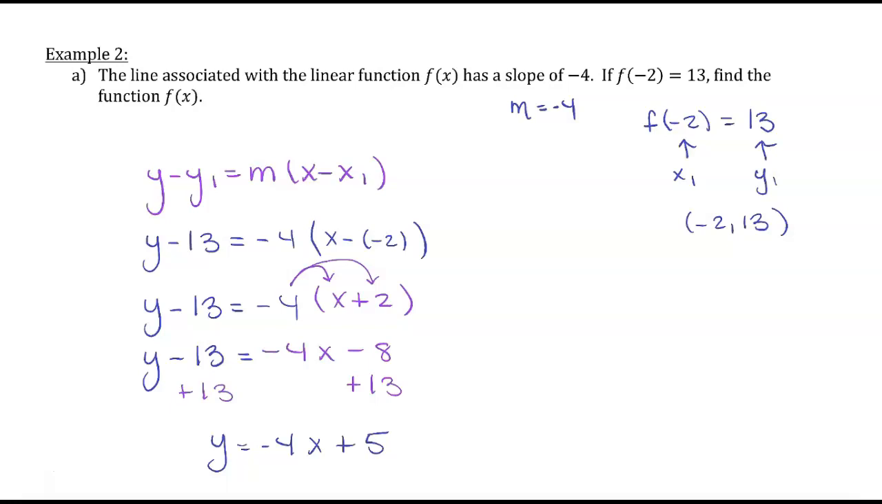A really important step to not forget is we need to switch this back to function notation. Rewriting this in function notation, we will write f of x is equal to negative 4x plus 5. And now we have the function with a slope of negative 4, and f of negative 2 is positive 13. Let's look at one more example.